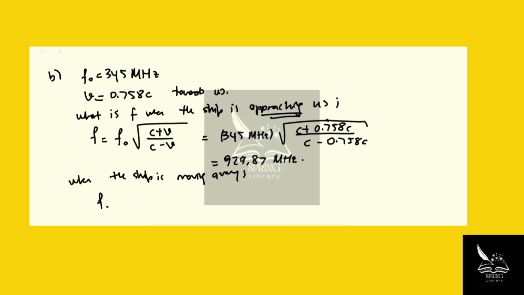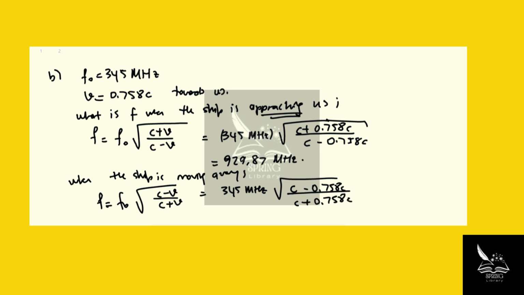When the ship is moving away, then we have F equals F naught times the square root of C minus V over C plus V. If we do the same, 345 megahertz times the square root of C minus 0.758 C divided by C plus 0.758 C, then we get 128 megahertz.